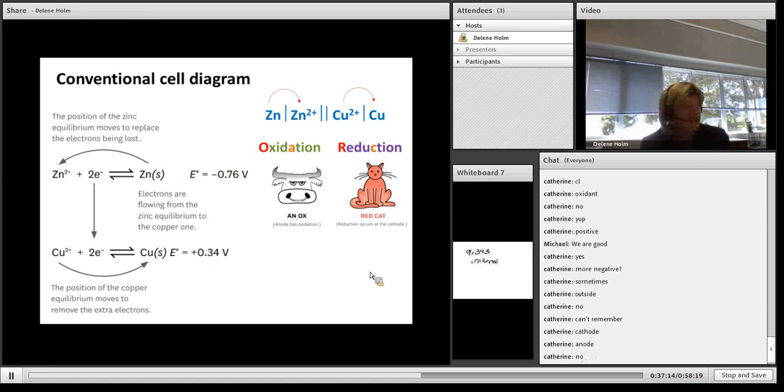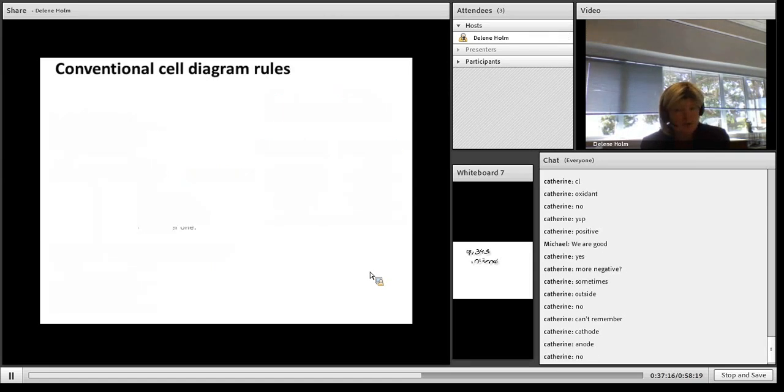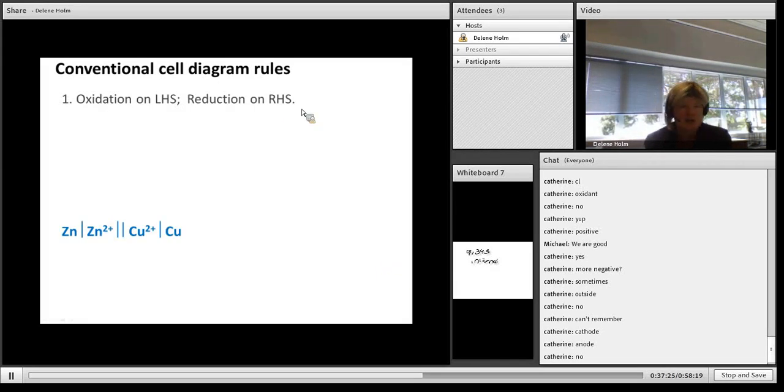No? Okay, so going over the rules, because you have to be able to know them. First of all, we know the oxidation is on the left-hand side and the reduction is on the right-hand side. So remember that O is before R, so oxidation, reduction. Okay, and we had that A for anode, and then the C for the cathode.